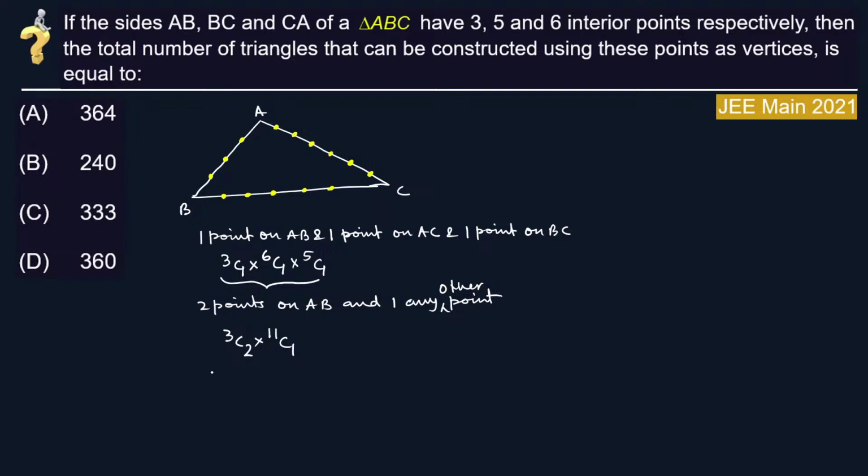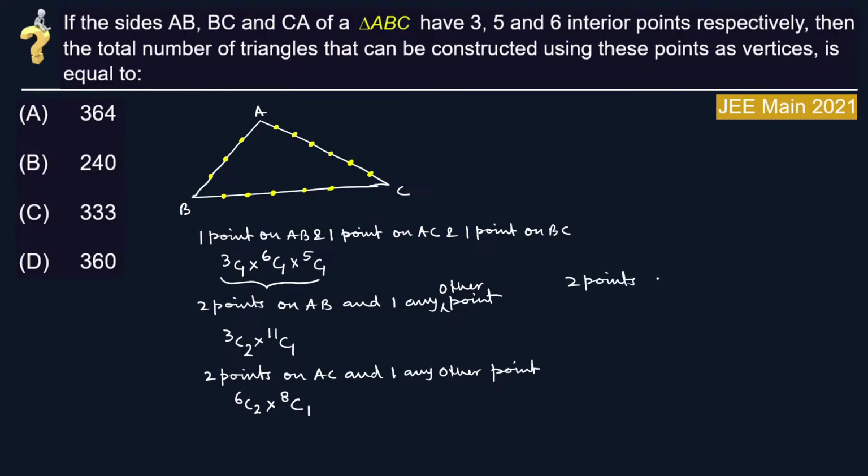Now the same thing I will do. I will choose 2 points on AC and any other point. So your AC is having 6 points. So 2 points can be selected in 6C2 different ways. And the other points are 8 points, out of which you are choosing only 1 point. So this will be the total number of triangles formed whose one side will coincide with the side of the triangle ABC. And that side is AC. Is it clear?